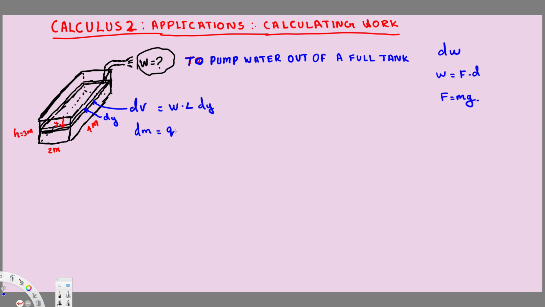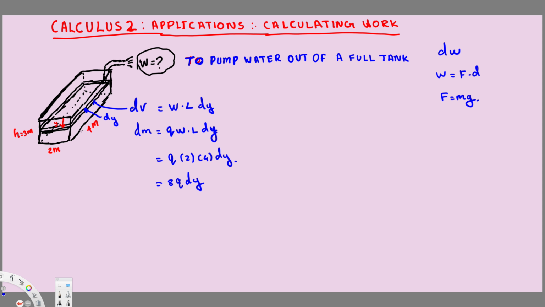So rho w l dy. And width and length we already know, 2 meters and 4 meters. So we can multiply that one right here: rho times 2 times 4 dy. That's going to be equal to 8 rho dy, and that's going to be the mass. Now let's put all of them in the work equation and find this one. So this is for the small layer.